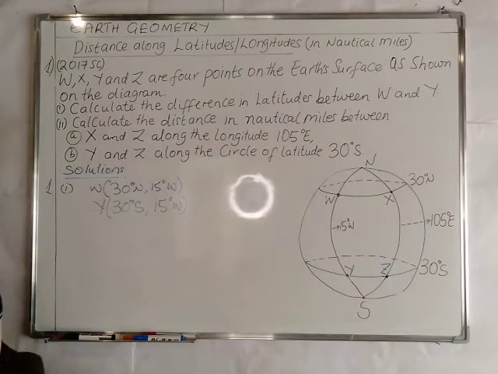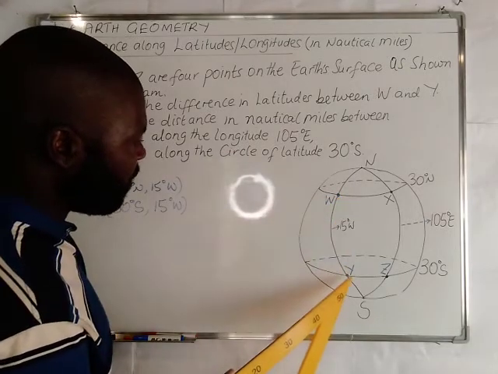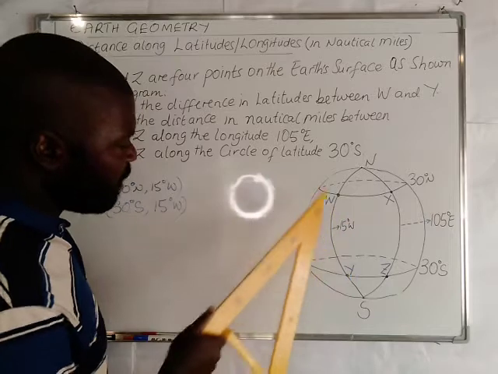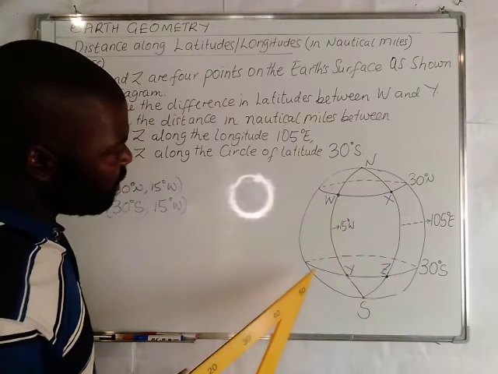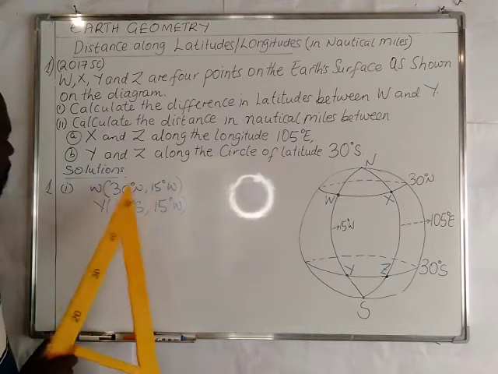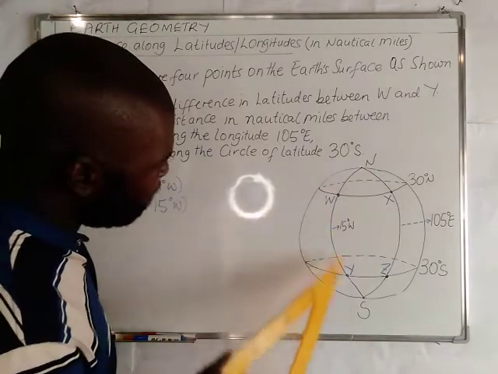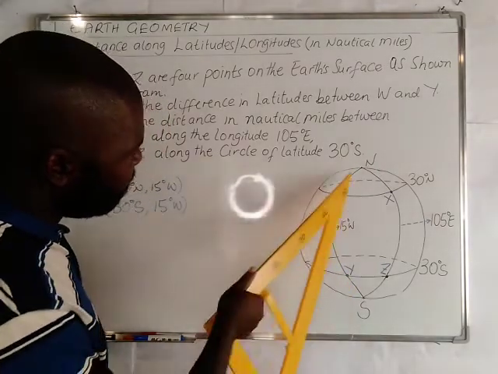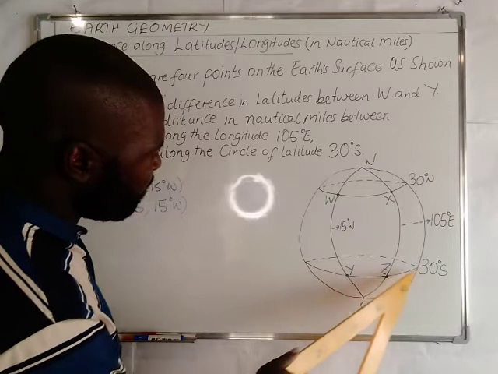First of all, we shall start by calculating the difference in latitudes between W and Y. These are places on the Earth's surface. We have to get the difference in latitudes. As we can see, they are on the same longitude: 15 degrees west for W and 15 degrees west for Y. So there's no difference in the longitudes. The only difference is in the latitude. You can see W is 30 degrees north, Y is 30 degrees south.